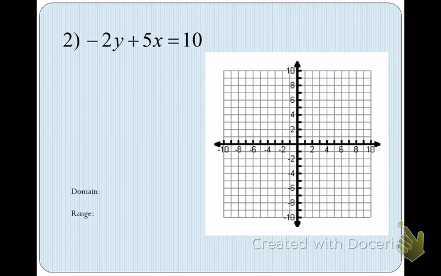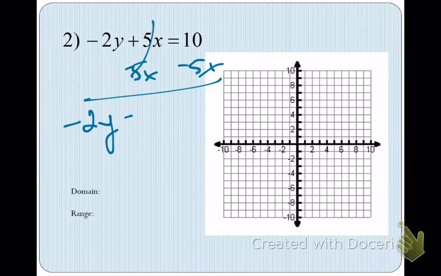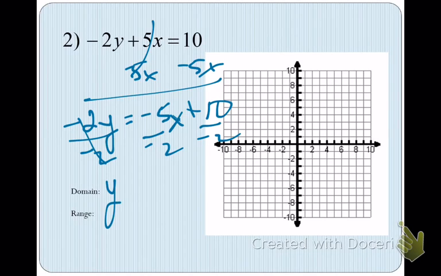Okay? All right, so this is what you should have done, right? Subtract 5x from both sides, and then divide everything by negative 2. And so you end up with 5 halves x minus 5. Okay? All right, so again, y-intercept is negative 5, so you're going to start down here.